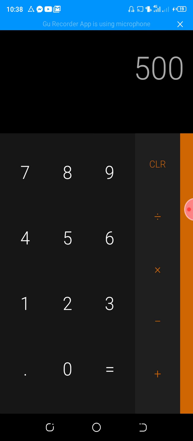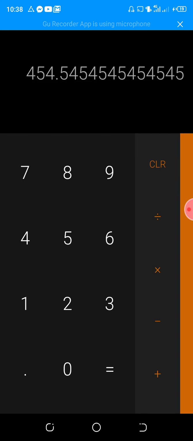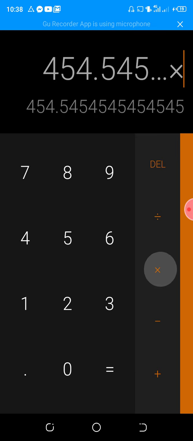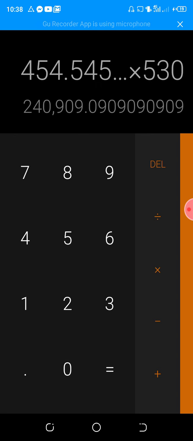If we're depositing $100, we'll click on, let's say, $500. We are depositing $500, so we'll click on 1.1. So this is the amount of USDT we are going to get. Now you times it by the rate, which is 530. That means if you sell it, you have 241,000.